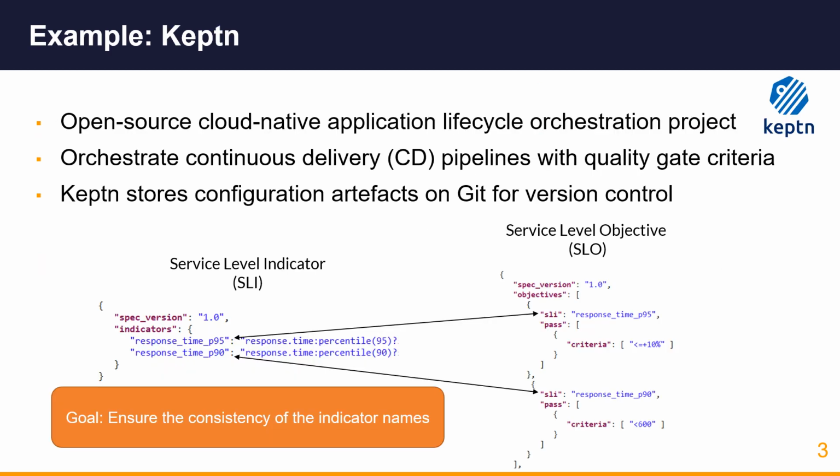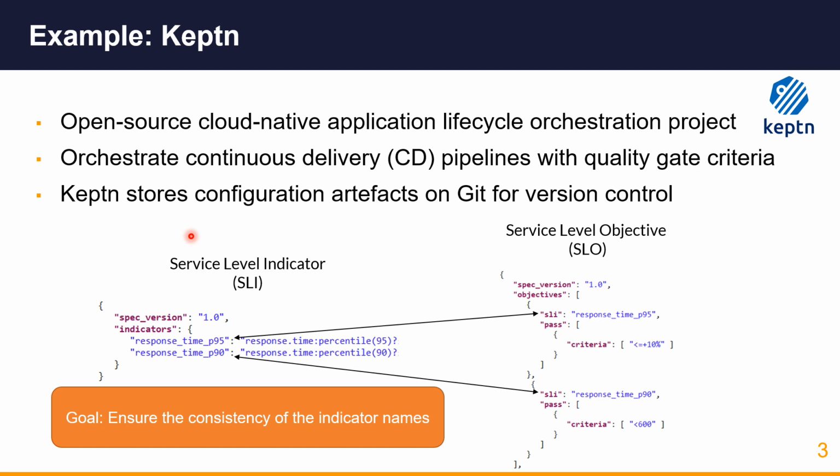As an example, we used Keptn. Keptn is an open source cloud native application lifecycle orchestration project which helps you to define continuous delivery pipelines with quality gate criteria. As an example, we use the service level indicator and the service level objective languages of Keptn.